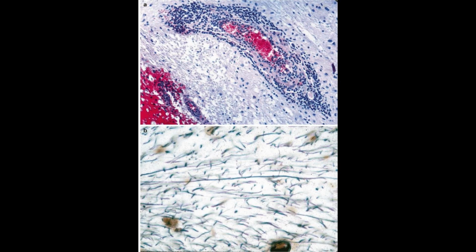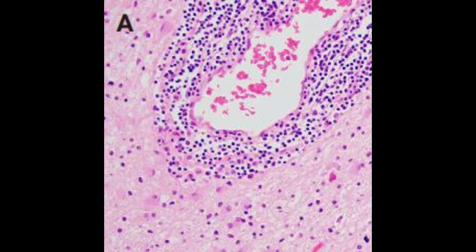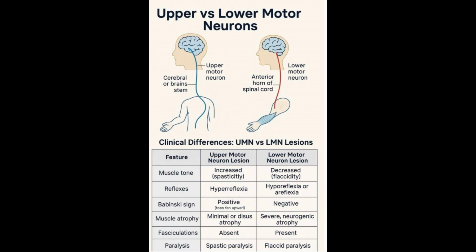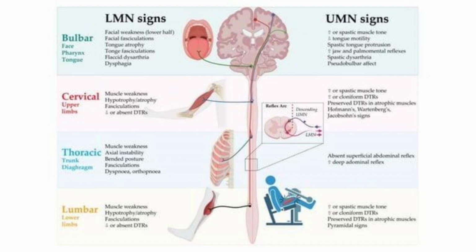Now, because all of this damage is locked firmly inside the central nervous system, the brain and the spinal cord, that strictly dictates the physical symptoms the patient will experience. When we talk about motor weakness in MS, we are talking exclusively about upper motor neuron disease, or UMN signs. Correct. And the distinction between upper motor neuron and lower motor neuron lesions is the absolute bedrock of localizing neurological disease. Because MS is restricted to the CNS, the peripheral nerves are spared.